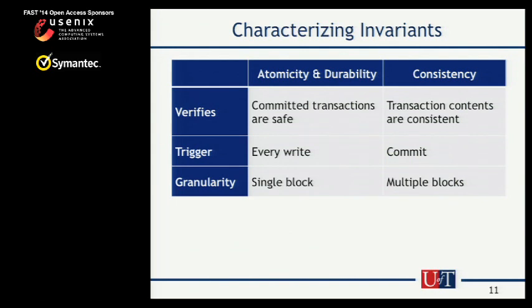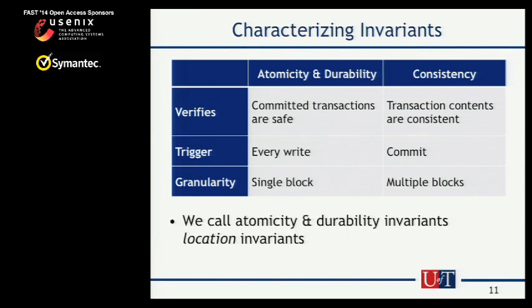Atomicity and durability are the responsibility of the transaction mechanism. By atomicity, we mean that a group of updates to multiple blocks will become durable all at once, or atomically. And by durability, we mean that once an update has been committed, it will remain there until it's superseded by an update in a future transaction.